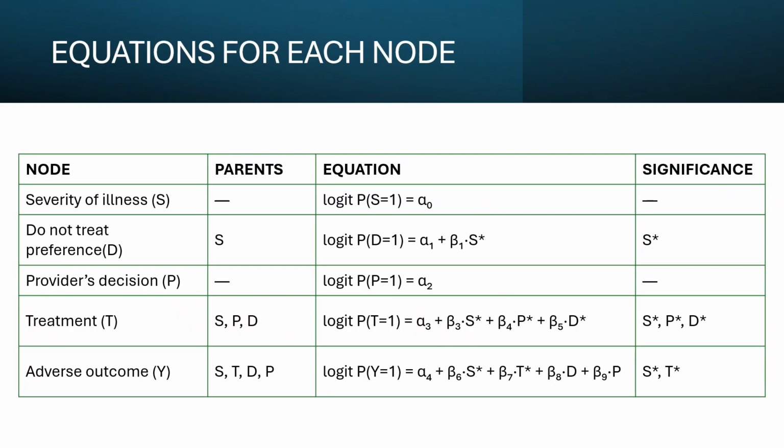Here are the equations for each node in the network. Severity of illness has no parents, so it's just an intercept model. Do not treat preference depends only on severity, and that effect is significant. Provider decision also has no parents, we just observe it in the data. Treatment depends significantly on severity, provider decision, and do not treat preference. Lastly, the adverse outcome depends on all four: severity, treatment, do not treat preference, and provider decision, but only severity and treatment have statistically significant effects.